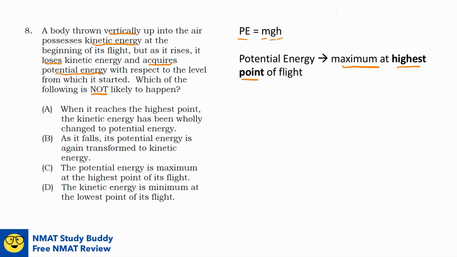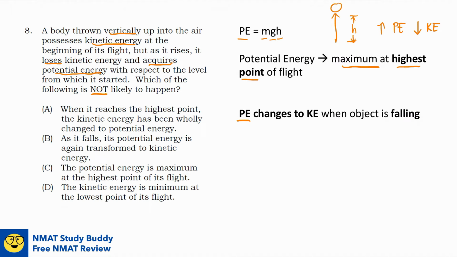So, yun yung reason kung bakit yung potential energy is maximum at the highest point of flight. Kasi, syempre, habang umaakyat yung body or habang nagta-travel siya pataas, tumataas din yung elevation or yung height. So, tumataas din yung potential energy. And nababawasan yung kinetic energy. Yan. Potential energy changes to kinetic energy when object is falling. So, kapag naman pababa na yung object, yung potential energy naman is bumababa and nako-convert yun into kinetic energy. So, pag pababa, yung kinetic energy naman yung tumataas, nag-i-increase.